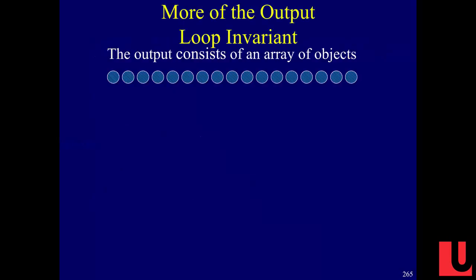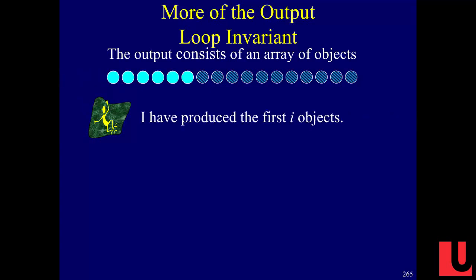All right, more of the output. The output consists of a bunch of objects, and the loop invariant will say, oh, that's funny. I just fixed those, but I fixed them in a kind of a funny way. That's okay. The loop invariant says I've produced the first I of them, right? Or produced some I of them. Maybe you're doing them in a different order.